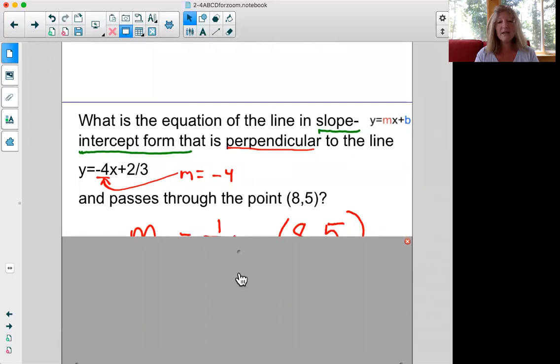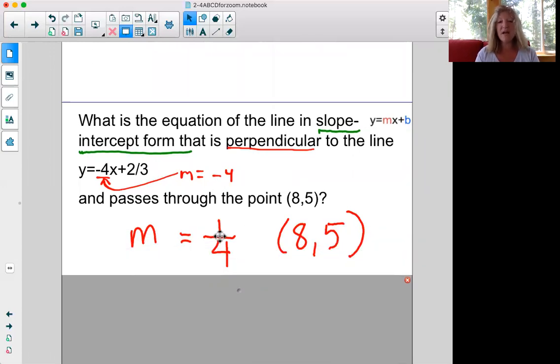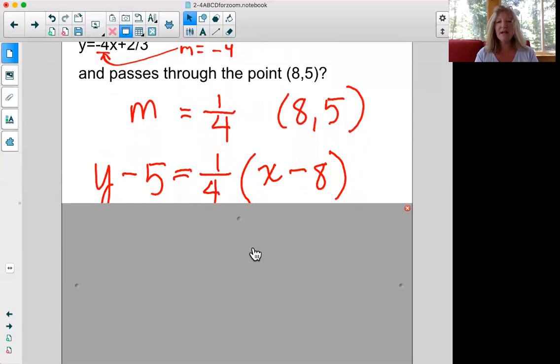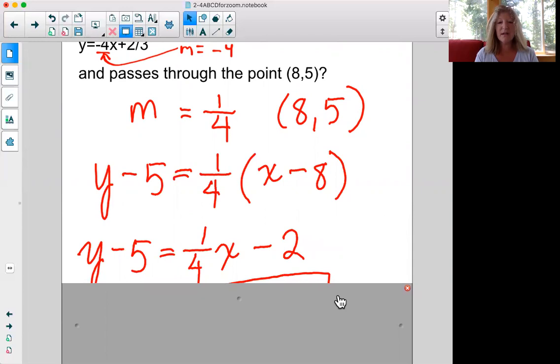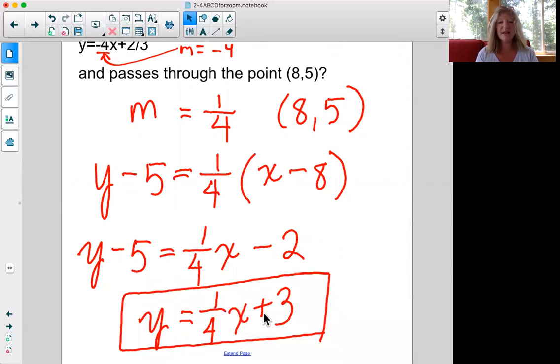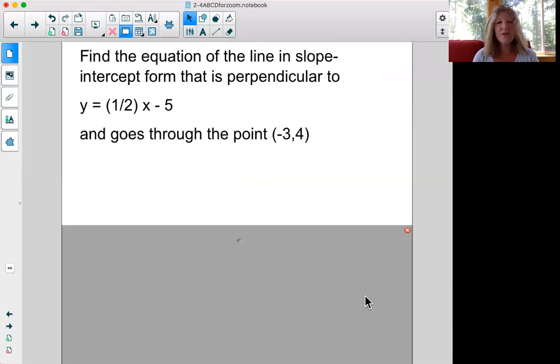So what will my slope be? The opposite sign, positive, and the reciprocal, 1/4. So now I know my line has slope 1/4 and goes through this point. If I have the slope and a point, I can use point-slope form. And then I'm told I want to get it in slope-intercept form, so I can get y alone. I can distribute, and then I can add 5 to both sides and end up with slope-intercept form. So now you try, on your own paper, and then press play for the solution.